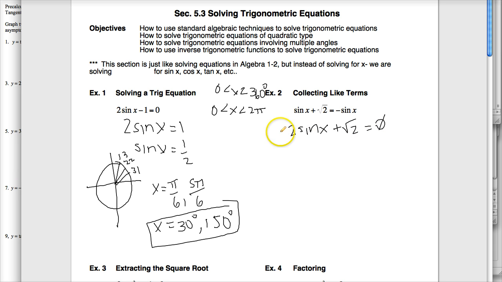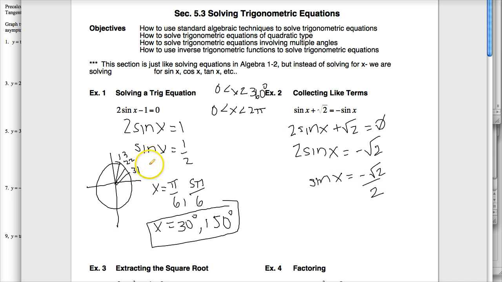And now we're back to a similar equation or problem as example number 1. So what I'll do is I'll subtract the square root of 2 from both sides. And I'll divide both sides by 2. Now we're in the same predicament. Where on the unit circle is the sine value, or the y-coordinate, equivalent to negative radical 2 over 2?